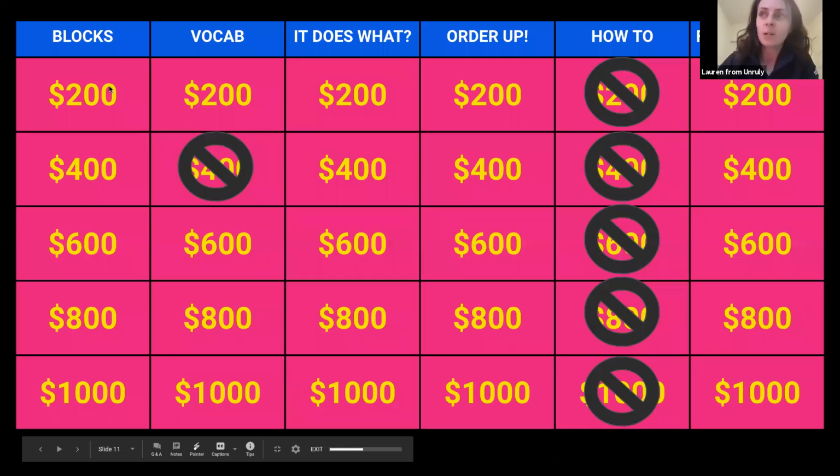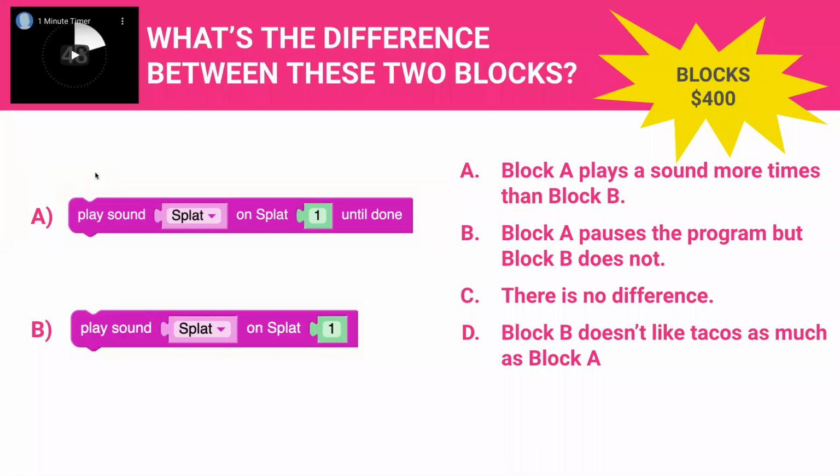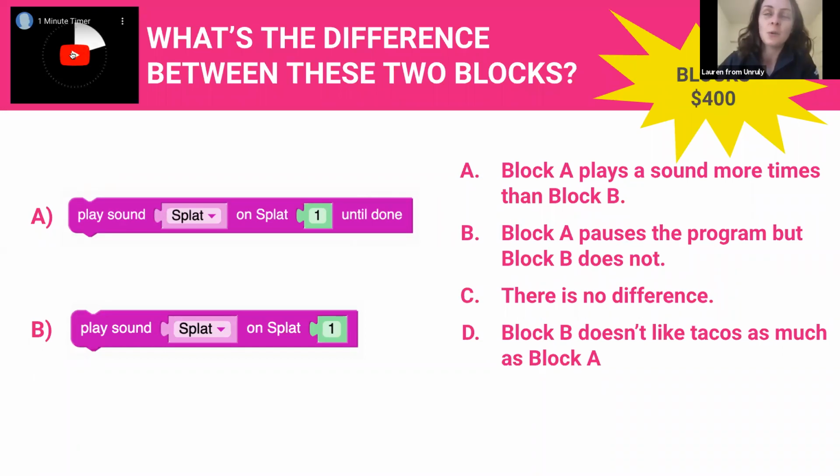I'm sorry, Sarah, do you mind repeating that? Which was your second choice? Sure, blocks for 400. Awesome. So this was the one that I kept with the timer. So if you wanted to do a timer for your questions, you could click this and it will be 1 minute if you want to give students a timer.